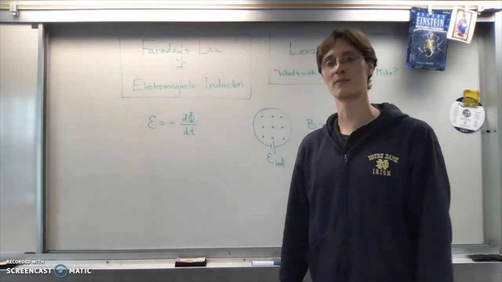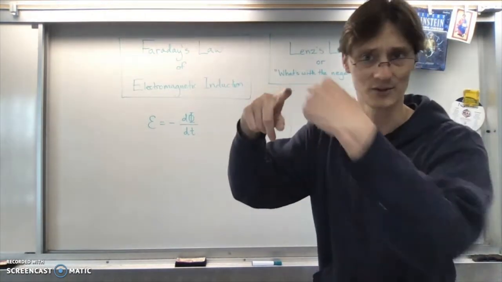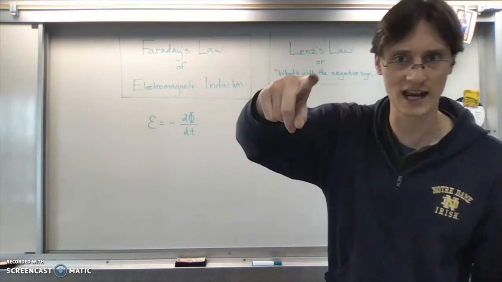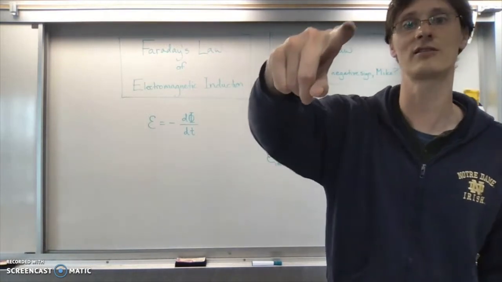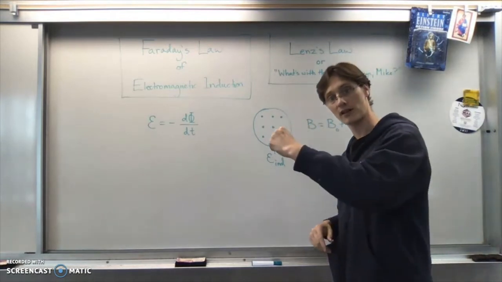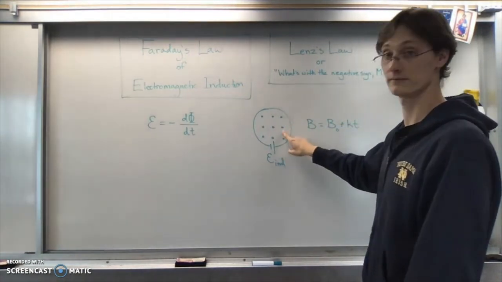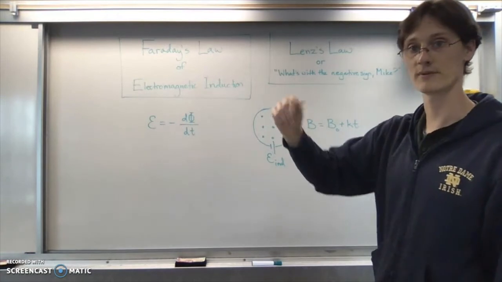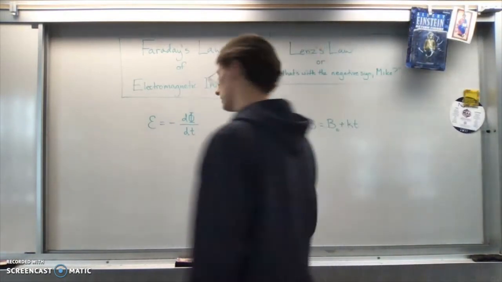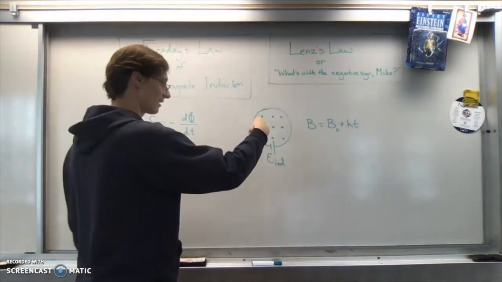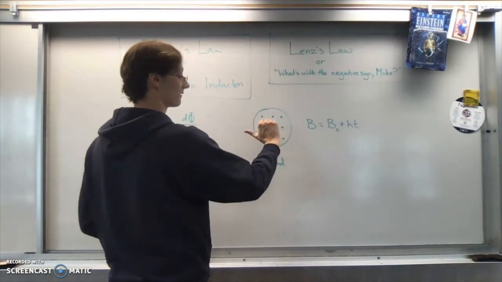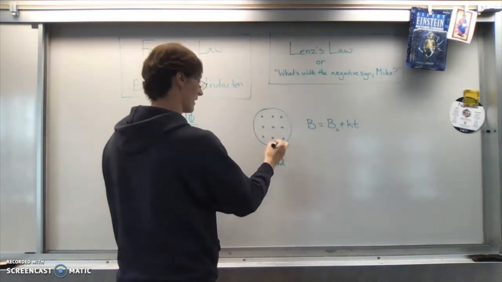That means that it's going to try to make a field that goes the other way, right? Drag things back down to normal. It's fighting this change. It's fighting the increase in field in that direction by making a field that goes the other way. So if these are dots coming out towards you and the field is increasing, the current in the loop will make a field into the page, and therefore that would involve a clockwise current.